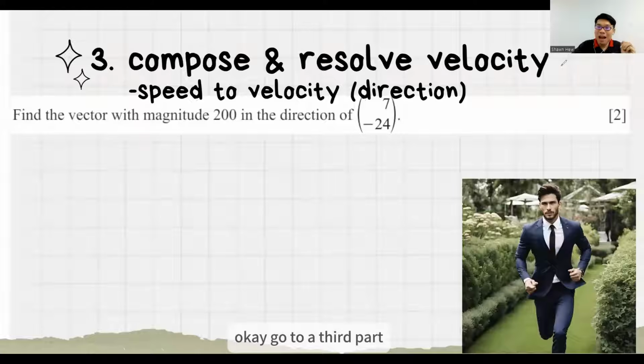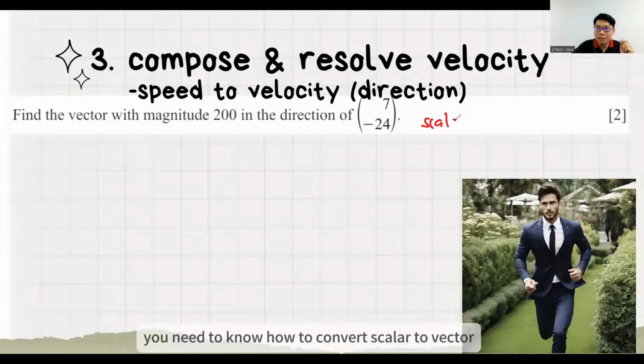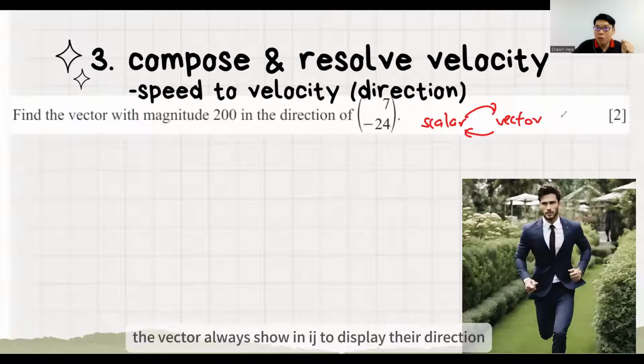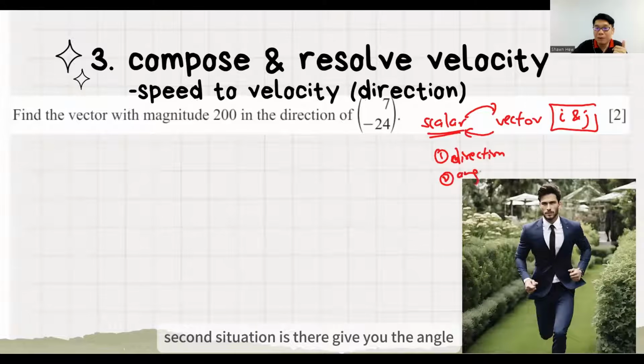Okay, go to the third part. We need to compose and resolve velocity. In this part, the fundamental thing is you need to know how to convert scalar to vector or vector go back to scalar. In this part, the vector always show in ij to display their direction. There are two situations for you to convert back to vector. First situation is they give you the direction. Second situation is they give you the angle.